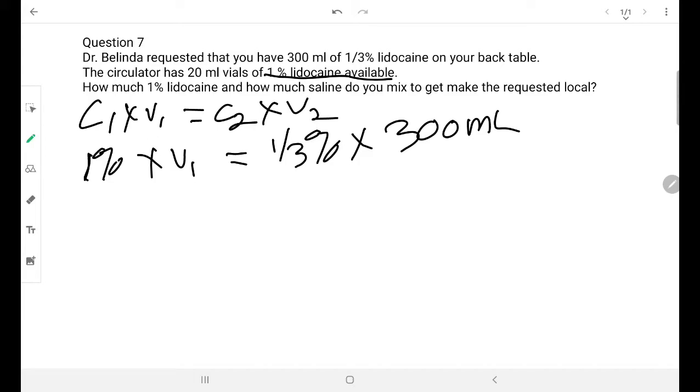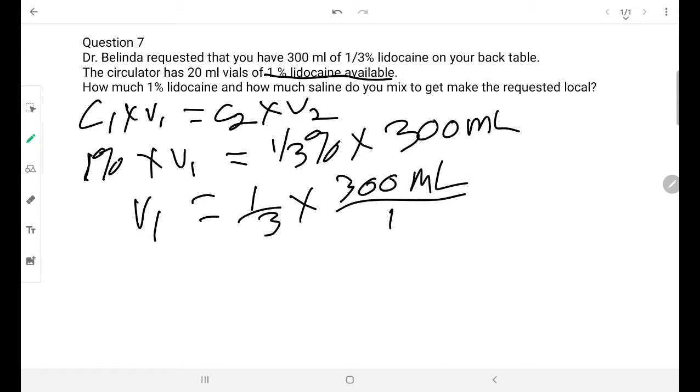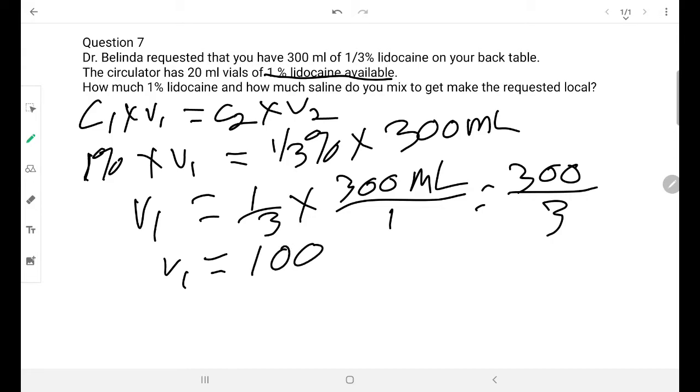All right, so we've got 1 times V1, so that's just going to be our V1, which is equal to 1/3 times 300 milliliters. So that 1 times 300 is 300 over 3. So V1 equals 100 milliliters. So this is going to be how much of the 1% that we need.